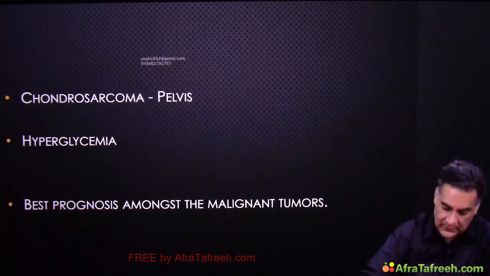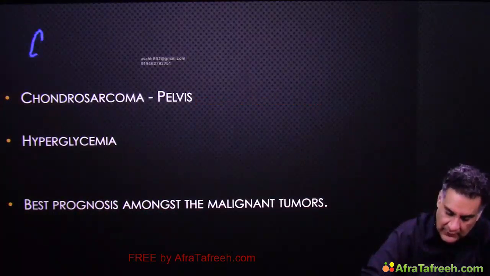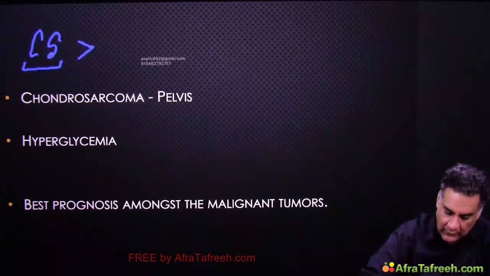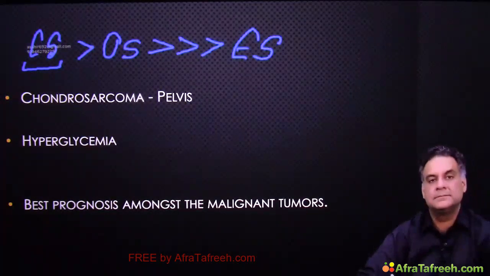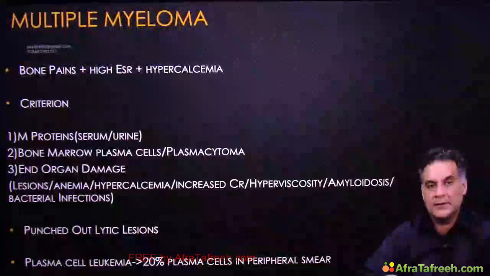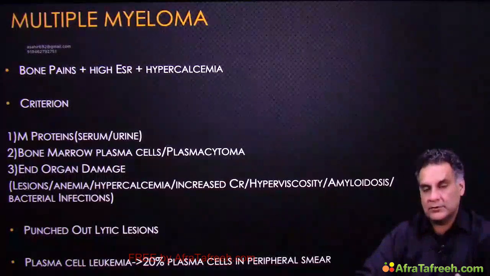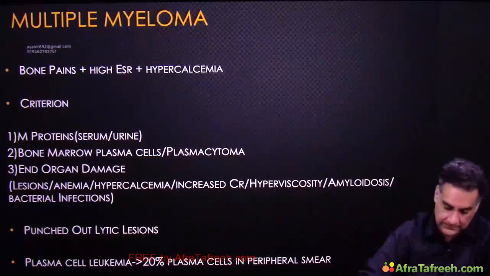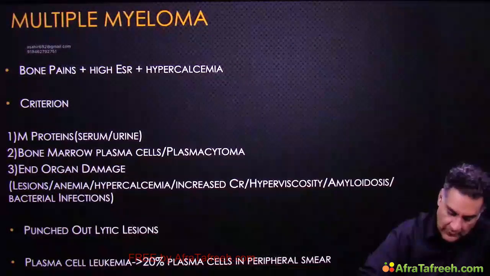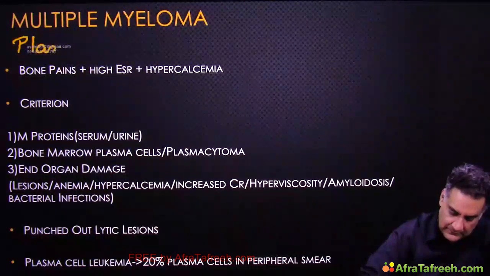Amongst the malignant tumors, chondrosarcoma will have the best prognosis, followed by osteosarcoma, and the worst is Ewing sarcoma. Coming to the most common primary bone tumor, multiple myeloma. It's a proliferation of the plasma cells.